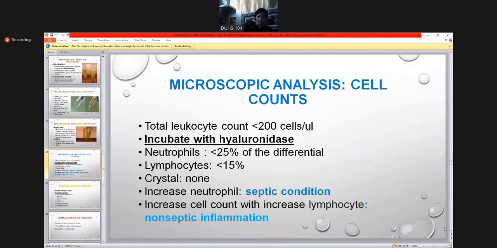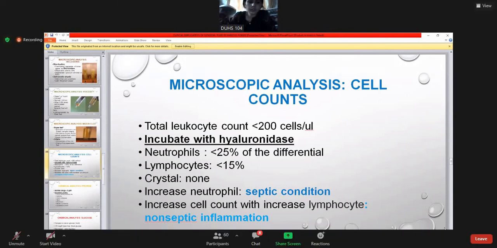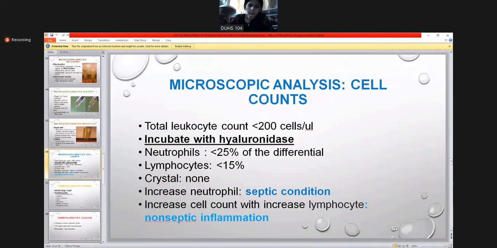Okay. Neutrophils should be less than 25% and lymphocytes should be less than 15% in normal conditions, and crystals are absent. While if the neutrophils increase, it means that there is some septic condition, some bacterial infection, which causes the increase in the neutrophilic count, right? Increased cell count with increased lymphocytes indicates non-septic inflammation. There are various causes of inflammation, we all know. So if there is non-septic or non-infectious inflammation, it means that there is an increase in the count of the lymphocytes.